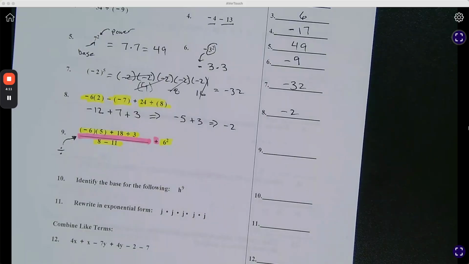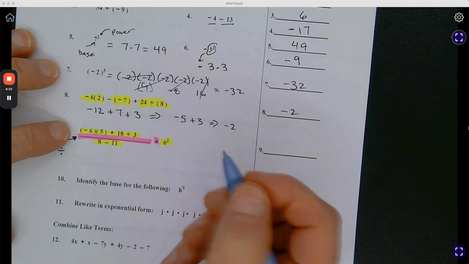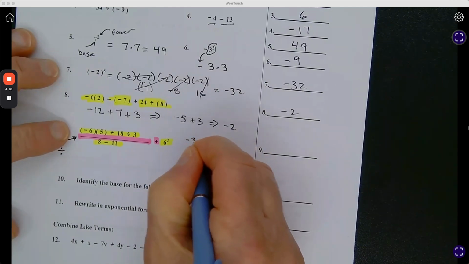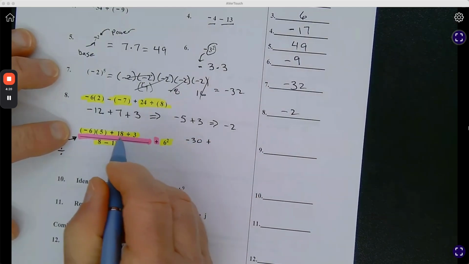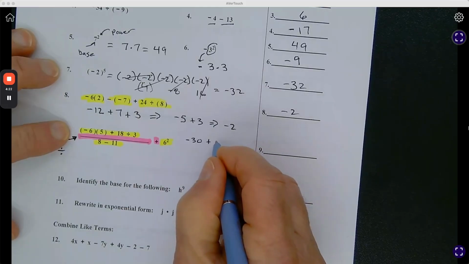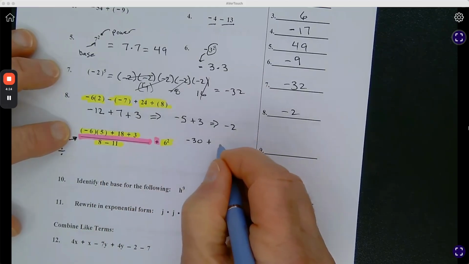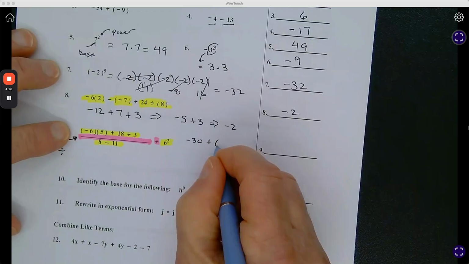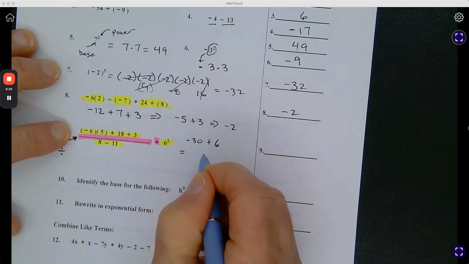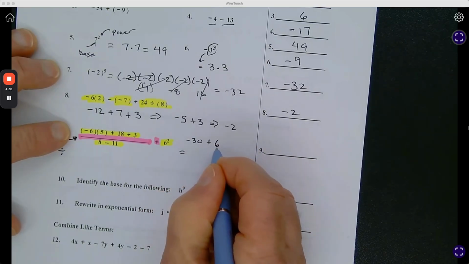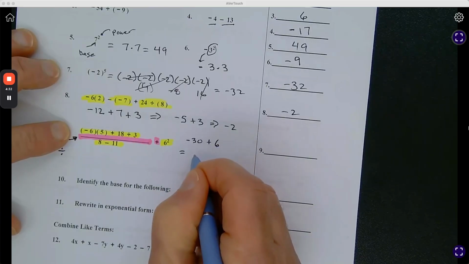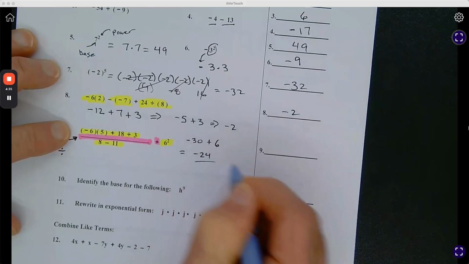It's called division. So you got negative 6 times 5. Negative 6 times 5 is negative 30 plus 18 divided by 3 is 6. I did the math so fast that I did it in my head and said it. Negative 30 plus 6. Take 6 of those positives away from that. You're left with negative 24.